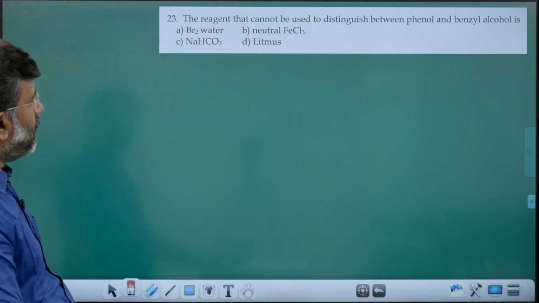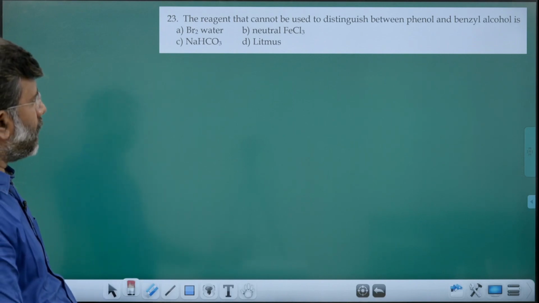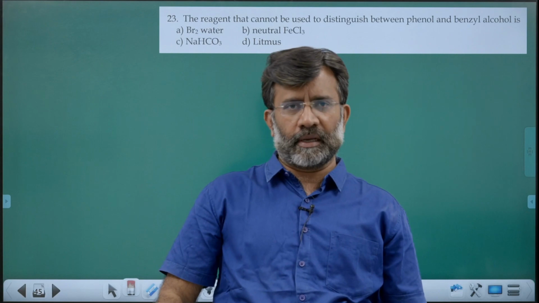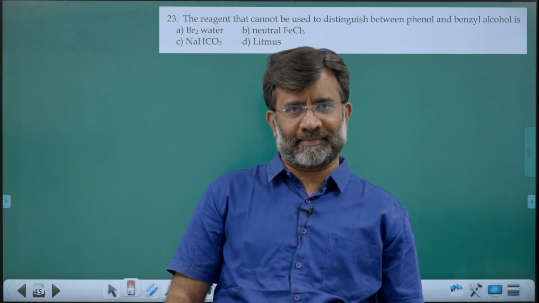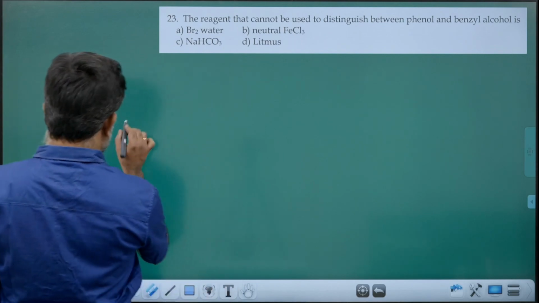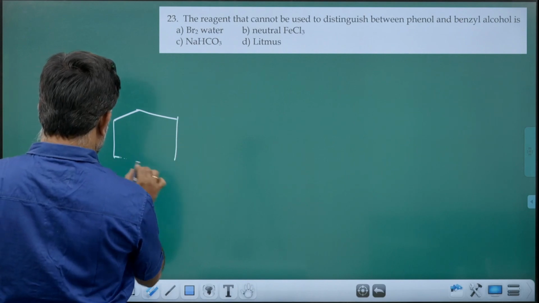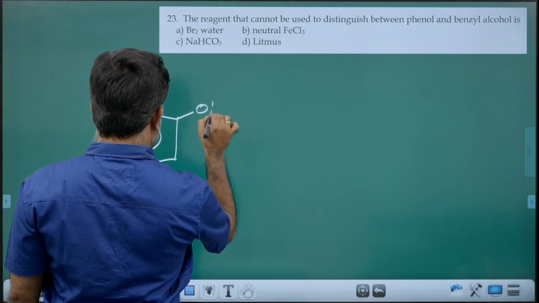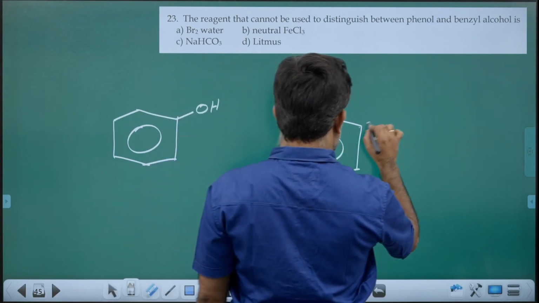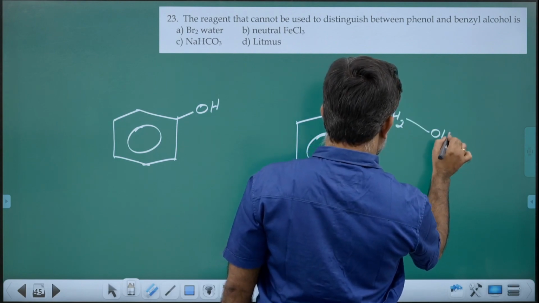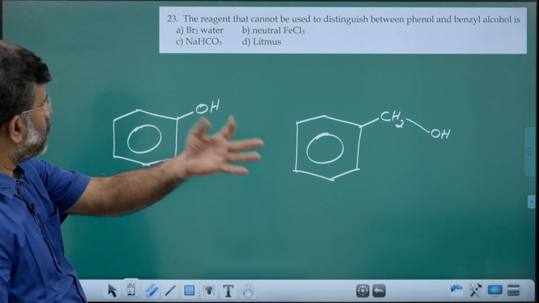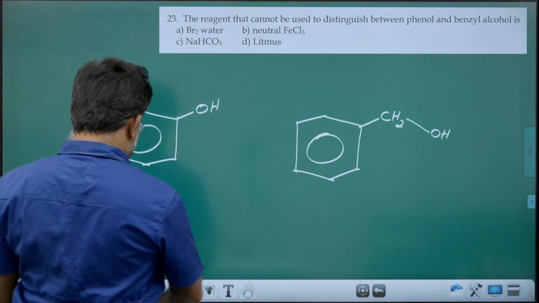The reagent that cannot be used to distinguish between phenol and benzyl alcohol. Phenol has phenolic character, benzyl alcohol has aliphatic alcohol character. Phenol has a characteristic test. This is phenol, the OH group directly connected to the benzene ring. And this is benzyl alcohol, CH2OH. The reagent that cannot be used to distinguish, versus those you can use to distinguish.